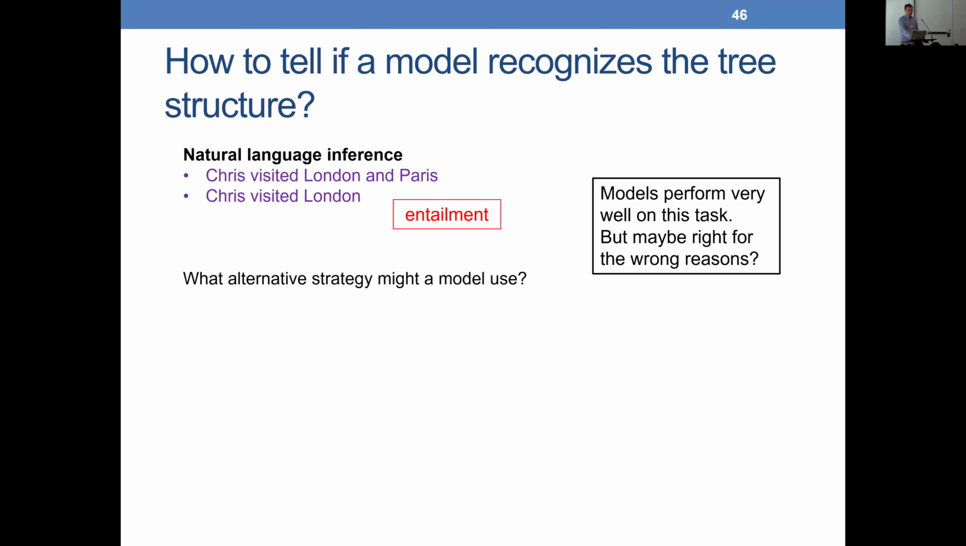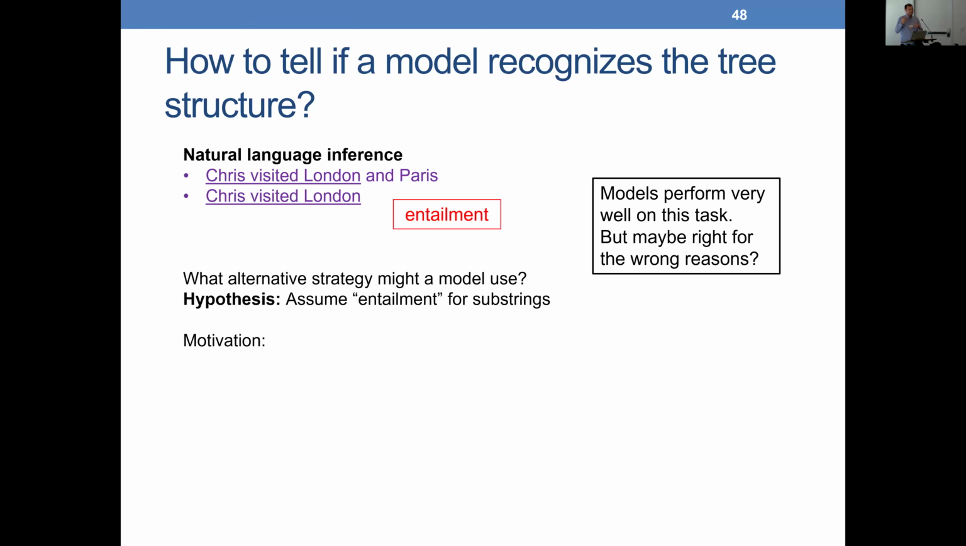So what we need to ask then is, if they're not doing tree-based composition, what would they be doing? Well, the hypothesis we'll be running with is they might be using strategies that instead of being based on trees are based on linear substrings. So for example, they might adopt the strategy of assuming the label is entailment anytime the second sentence is a linear substring of the first. Why would we hypothesize this?